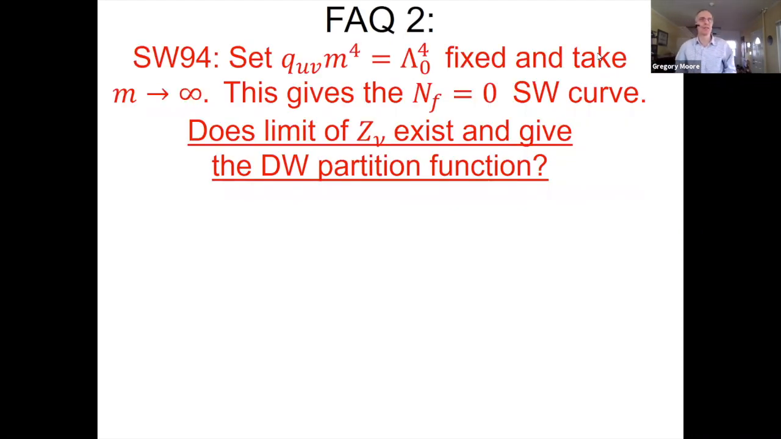Now the second one is, well, Seiberg and Witten also noted that, unsurprisingly, as the mass parameter goes to infinity, the hypermultiplets decouple and you get the pure super Yang-Mills Seiberg-Witten curve.